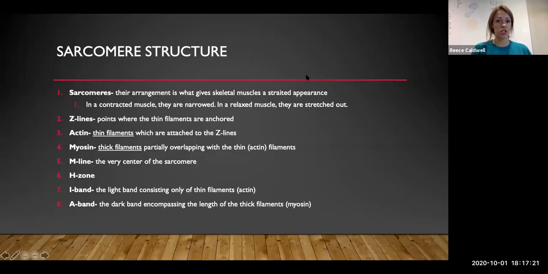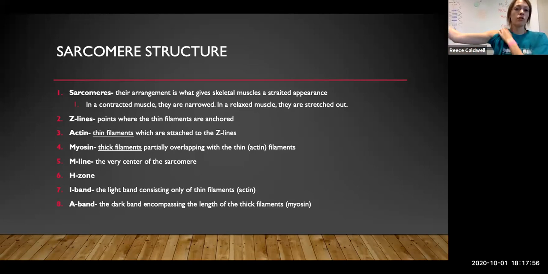Now we're going to look at the structure of a sarcomere. So our last step, our sarcomere. So we're now inside the sarcomere. So sarcomeres are what give skeletal muscles that striated appearance, those lines. Those lines are caused by the appearance of sarcomeres. They're also what cause stronger muscle contractions. So sarcomeres are what control our contractions. In a contracted muscle, they're shortened or narrowed, and in a relaxed muscle, they're stretched out.